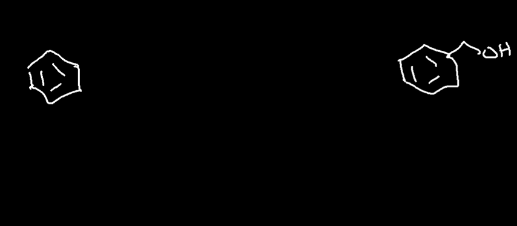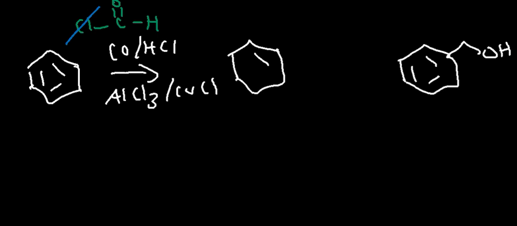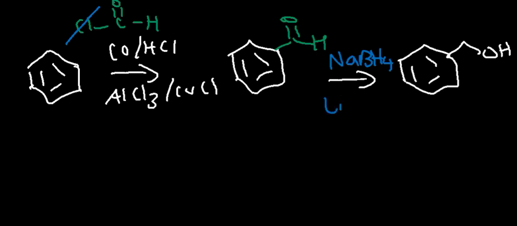So now let's say you have benzene, and you want to make benzyl alcohol, how would you do it? Now, there's many ways of doing this. The first is we can use the Gattermann-Koch reaction, which is carbon monoxide, HCl, AlCl3, and CuCl. We talked about this earlier in this video. It creates an acid chloride, but a one-carbon acid chloride, which is very unstable. And so the Lewis acid catalyst removes the chlorine from the acid chloride, and we're going to get a one-carbon aldehyde group. Now, you can use a reducing agent like NaBH4 or lithium aluminum hydride, and it's going to reduce the aldehyde to a primary alcohol. That's one way you can do it.